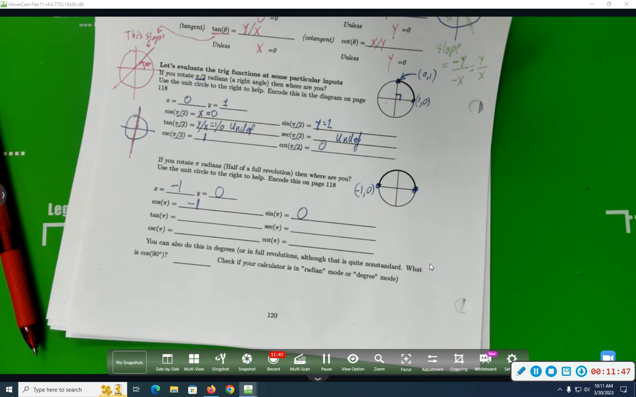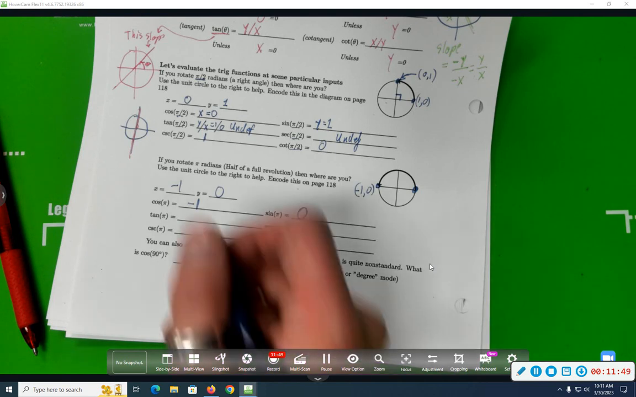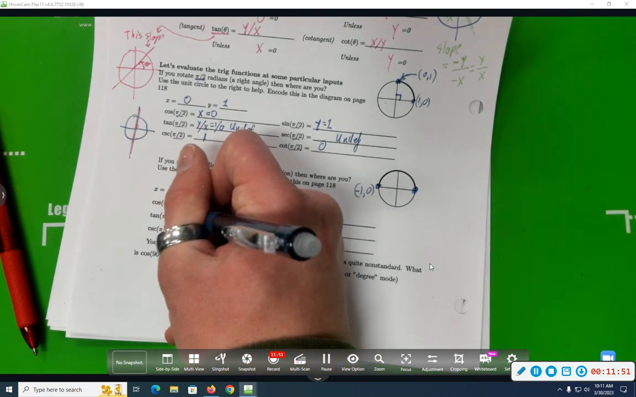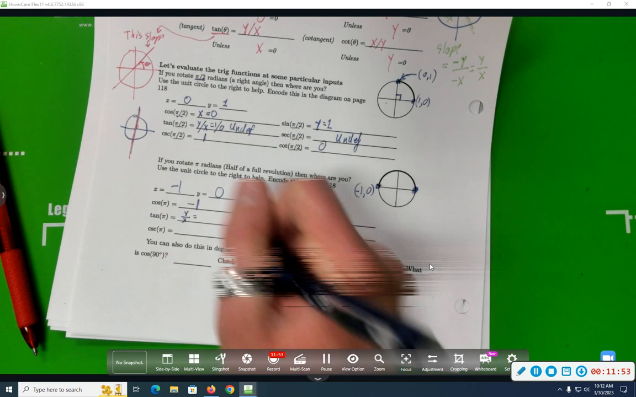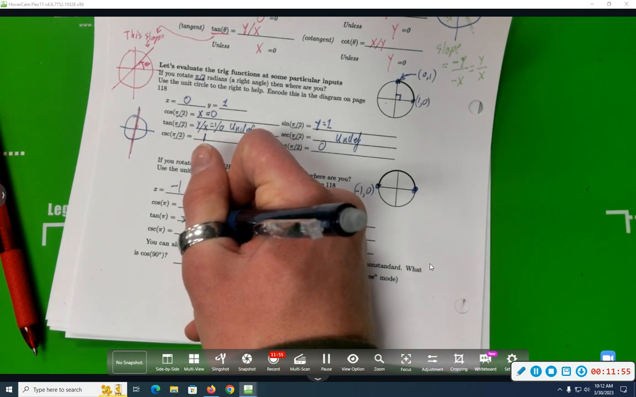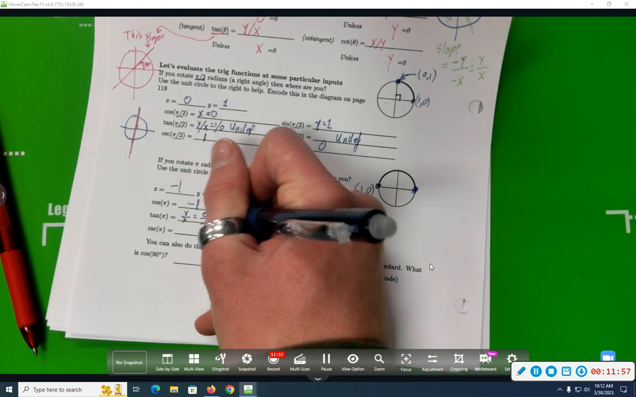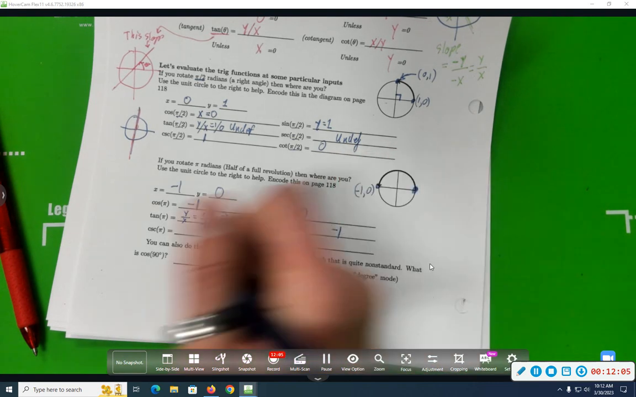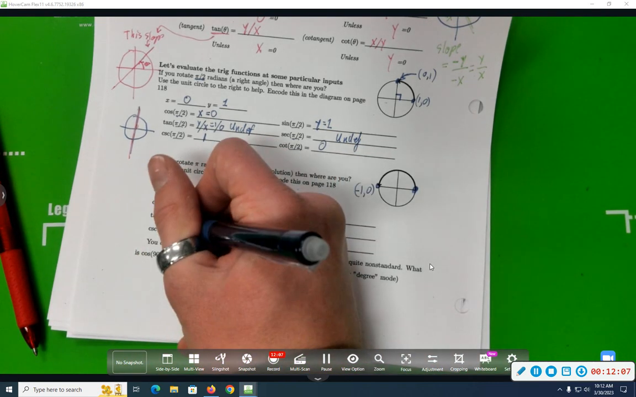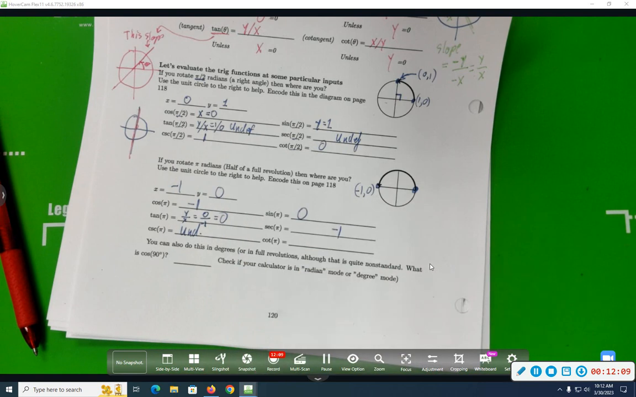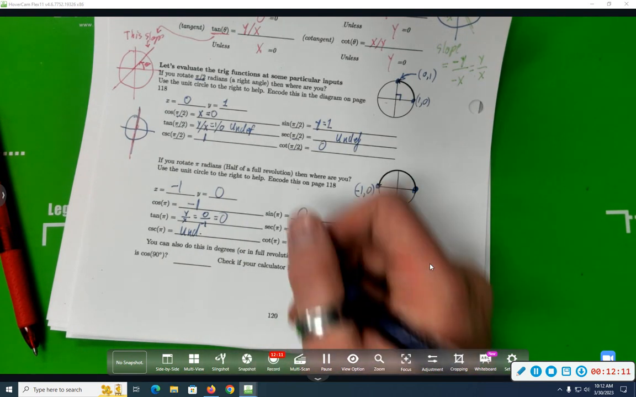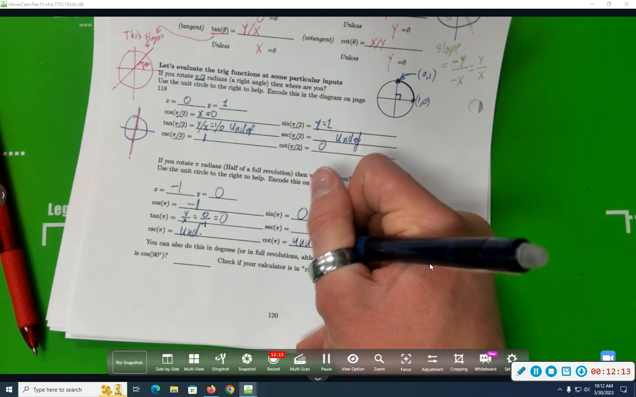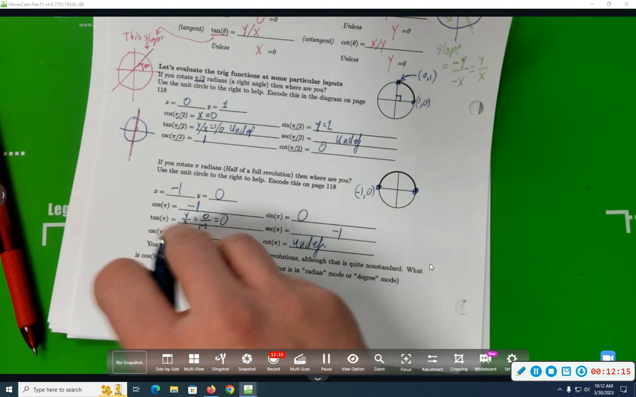Yeah, I think it's 0. Let's go through and write it down. So tangent will be y divided by x. Y is 0, x is negative 1. 0 over negative 1 is 0. How about secant? I think that one's negative 1. Cosecant? Undefined, because the thing you're dividing by is 0. Cotangent? Undefined. Nice.